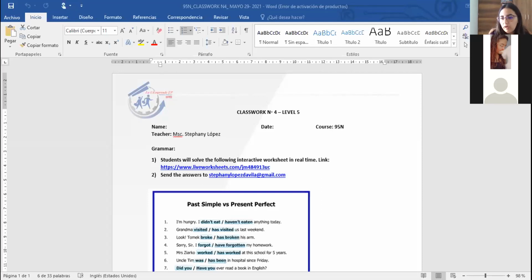Muy bien. Michael, are you working in groups or individually? Individual, teacher. And how much time do you have for this activity? ¿Cuánto tiempo tienen para esta actividad?